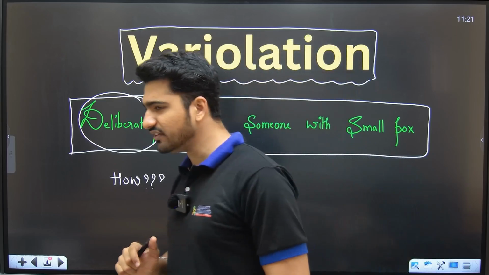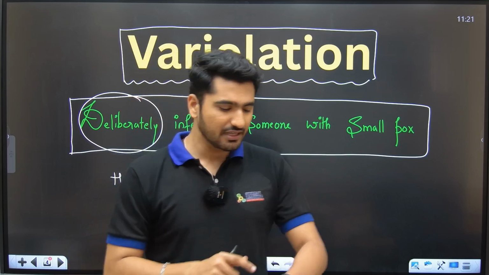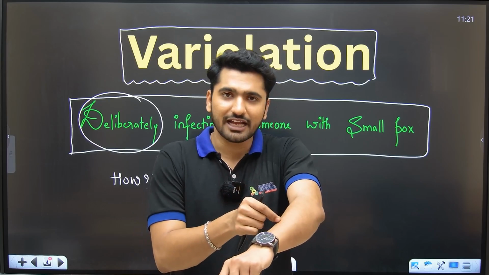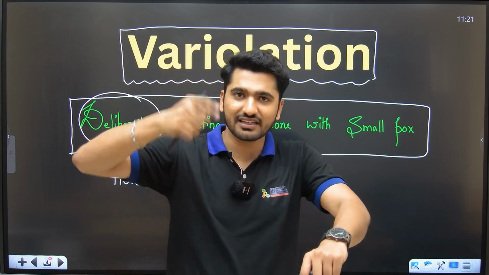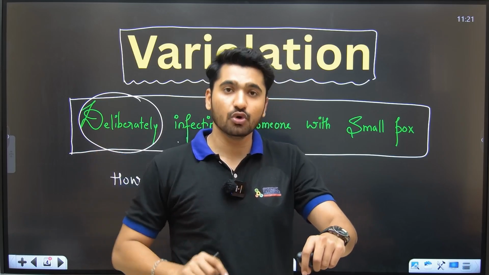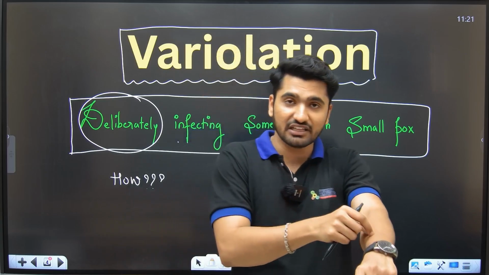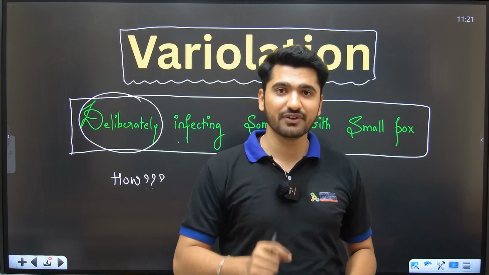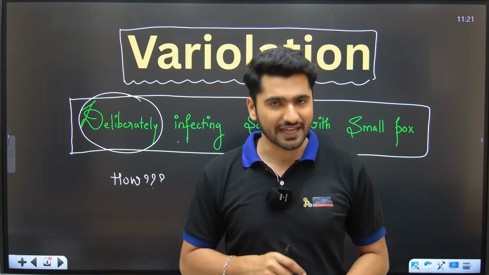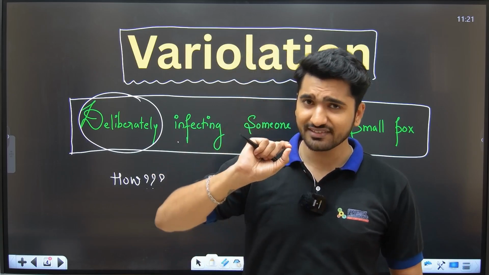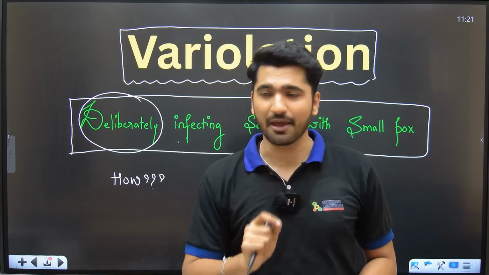So what they used to do is go to an infected person, take the pus from the infected pustule, make a scratch on a healthy person, and then rub it on that scratch. So to a healthy person they were basically transferring the pus from the infected person, the live virus. This was one method of variolation, and one more method was they used to send the dried scab.